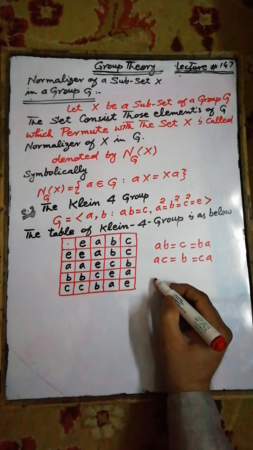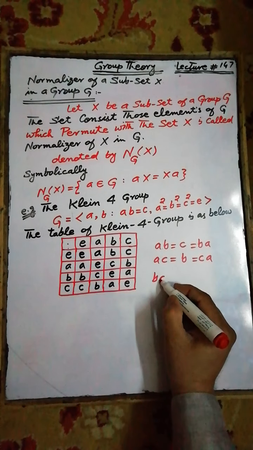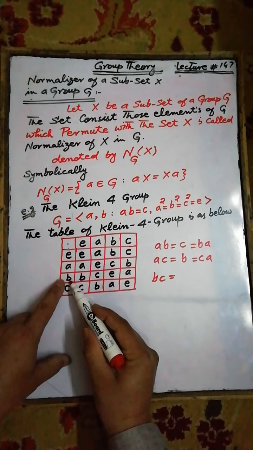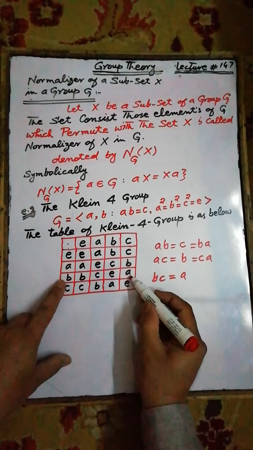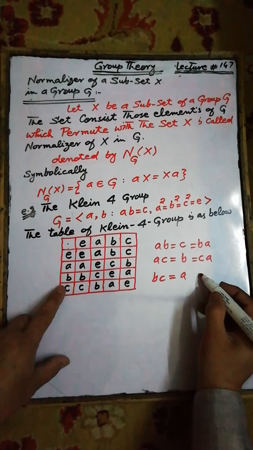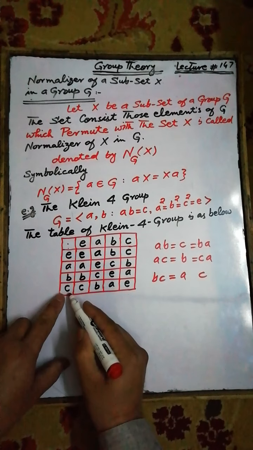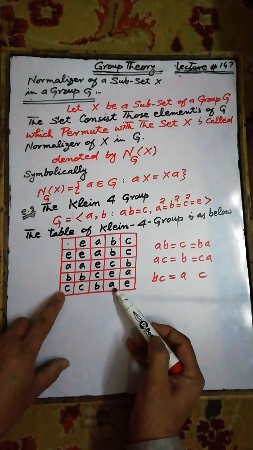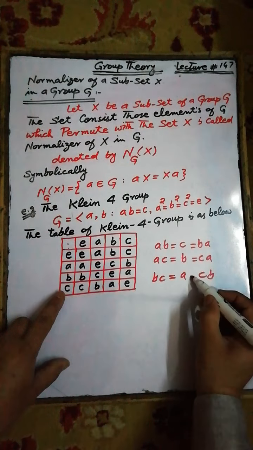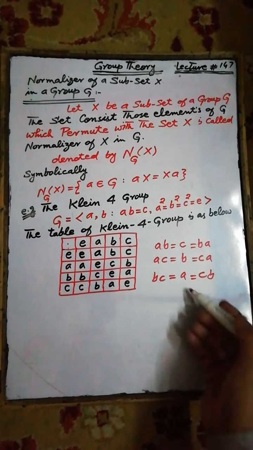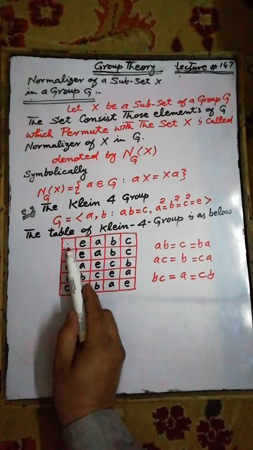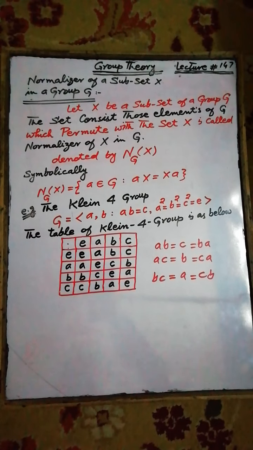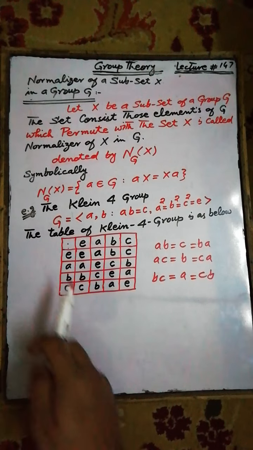Also when we operate the element B to the element C, the result is equal to an element A, and when we operate the element C to the element B, the result is equal to an element A. So the commutative property with respect to the binary operator is satisfied in the elements of this group.